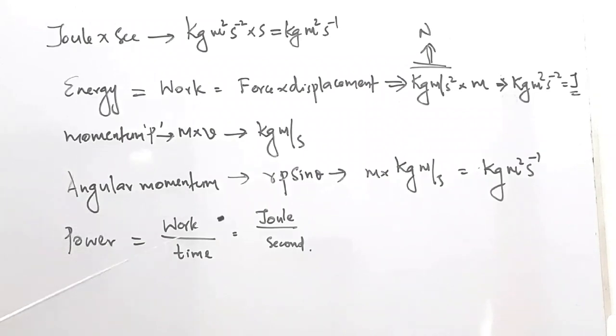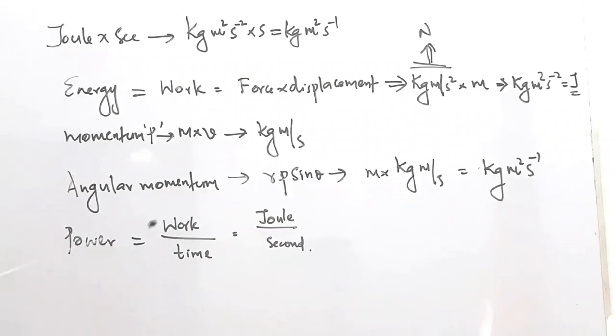Next one, angular momentum. Angular momentum is r p sin theta, where r is the perpendicular distance, p is momentum, then sin theta does not have a unit. So r is having a unit meter in SI system into unit of momentum, that is kilogram meter per second, then that is equal to meter kilogram meter per second. So kilogram meter square second raised to minus 1, which is same as this one, that is joule into second. So angular momentum is that physical quantity which is having unit joule into second.